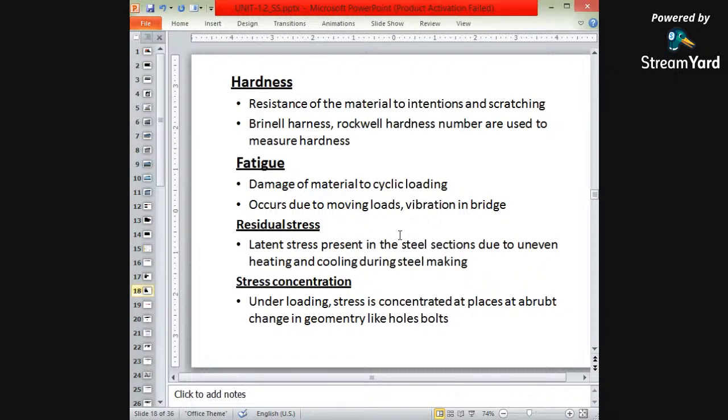Again, stress concentrations. Under loadings, stress is concentrated at a place of abrupt change in the geometry, like holes and bolts. Here different stresses are generated, because at holes, or where bolts or rivets have been tightened, a large amount of stress will be concentrated at the point where the bolts have been tightened.